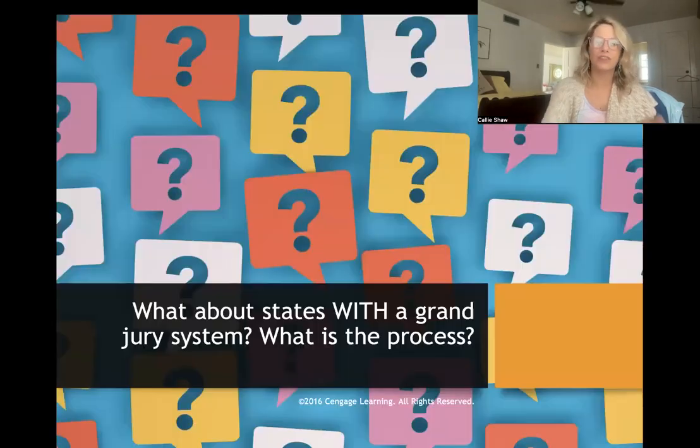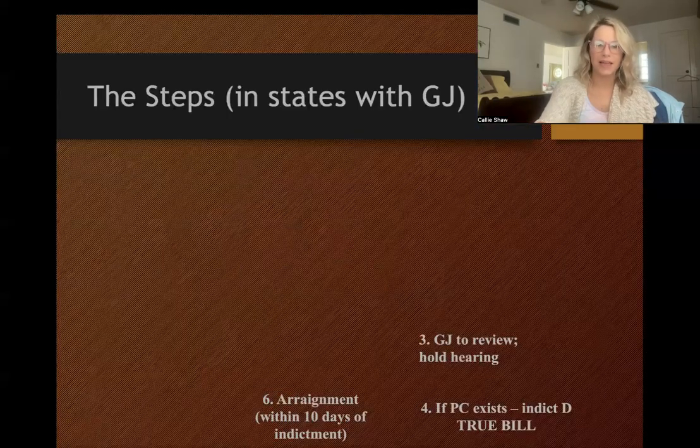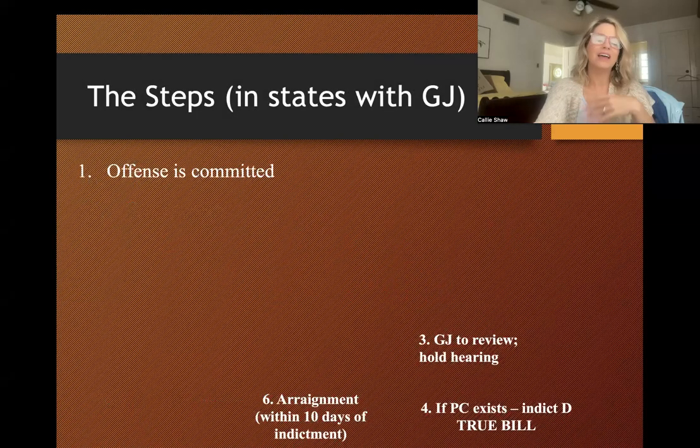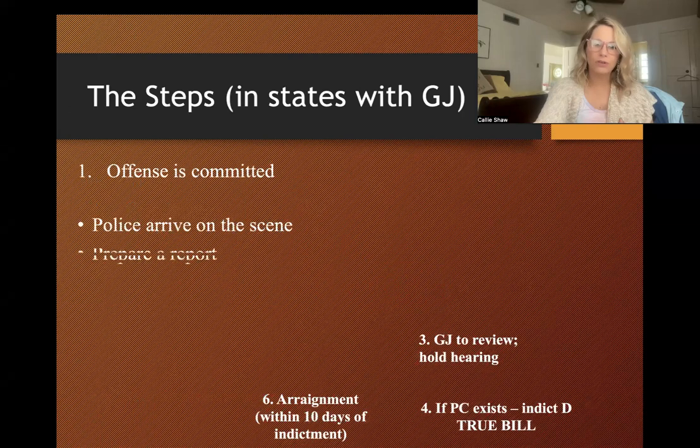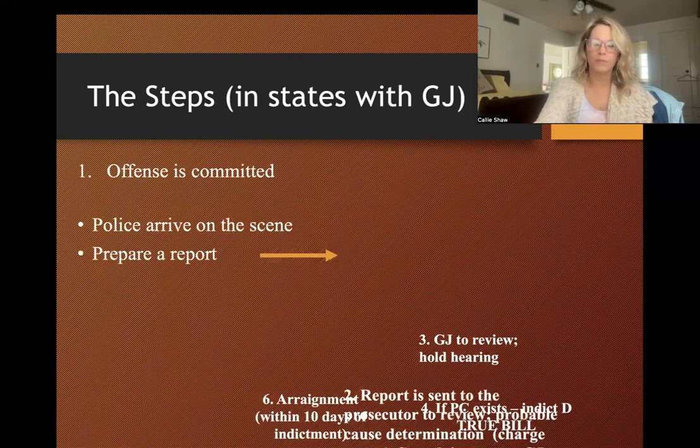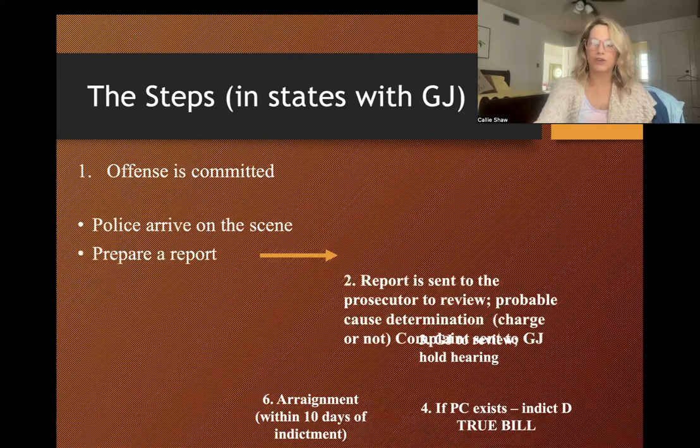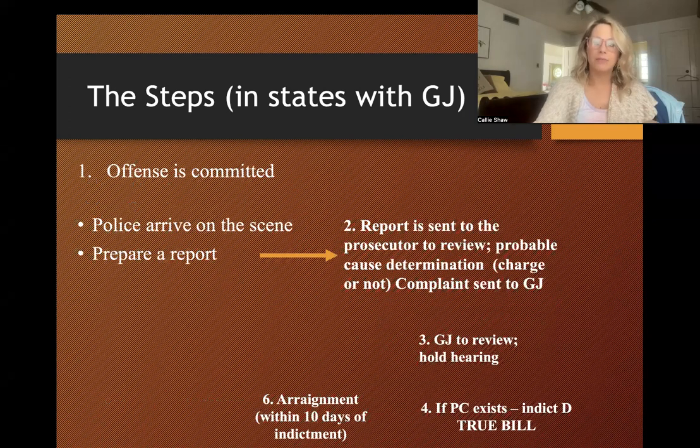So what about states with a grand jury system? What is the process then? So it's almost identical. So I don't want you to panic, okay? The offense is committed, the police arrive on the scene, they prepare a report. That report is sent to the prosecutor to review, and they make a probable cause determination, whether or not they think that there are facts or circumstances that a crime did occur or is occurring. And then they send that complaint to a grand jury.